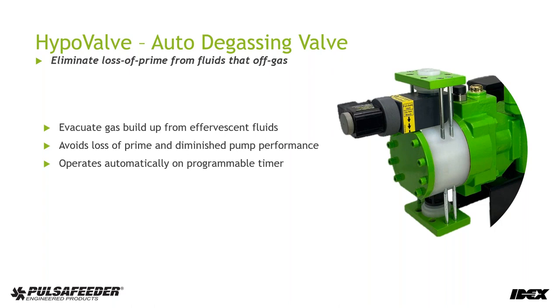That means your operator's got to go out there. They've got to, first of all, diagnose what the problem is. They've got to prime that pump head and get the pump working. This means that not only could your pump be inefficient, wasting energy, but people are spending time doing things that they shouldn't have to otherwise worry about. So inefficiency will affect the pump and operator time. So this is the HIPO valve, auto degassing valve.